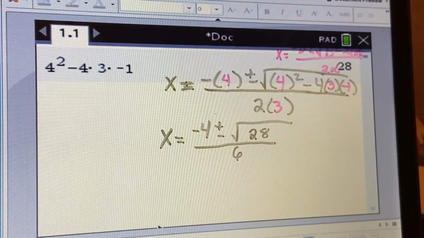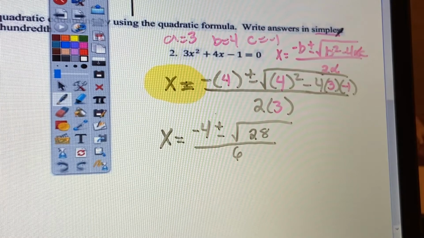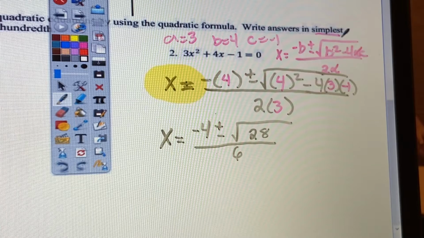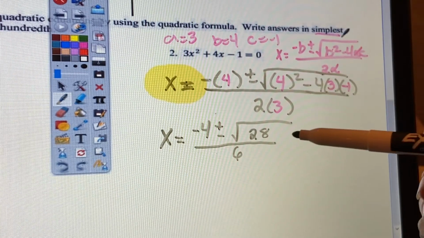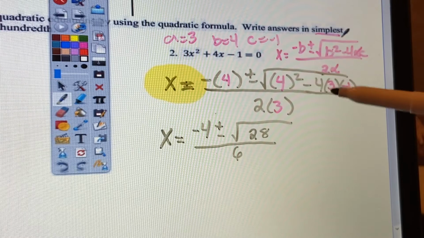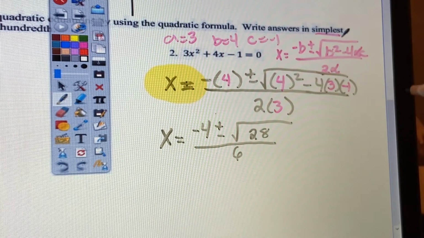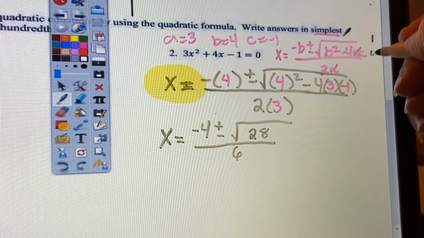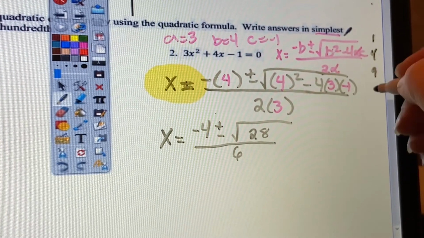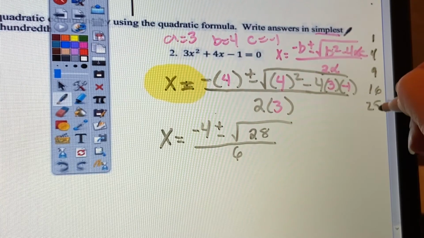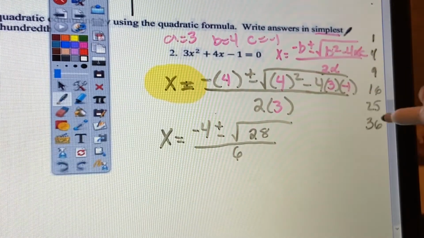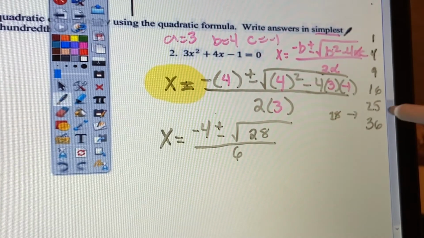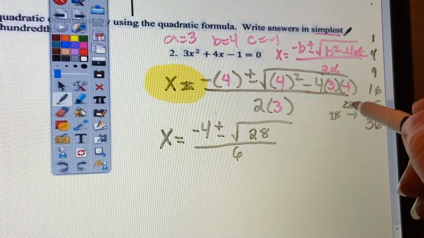If you remember when we first started the problem and I read the directions, simplest radical form, I said that means we're going to be using our perfect squares list. Anytime you have a radical from now on, the rest of your life, you have to simplify the radical. We're going to use your list: 1, 4, 9, 16, 25, 36. I can stop there because my number's at 28. Numerically, on the number line, it fits in there. So I'll do 28 divided by 25.